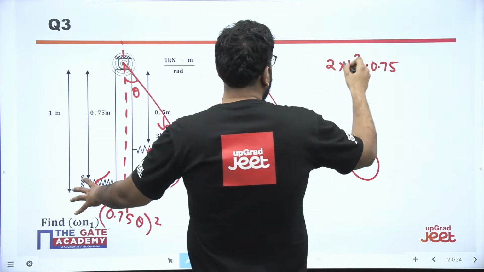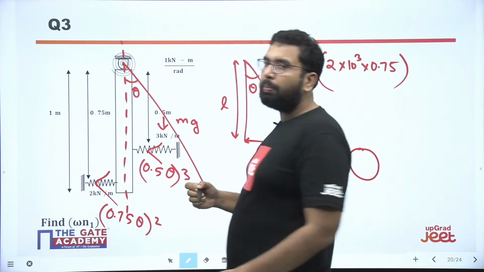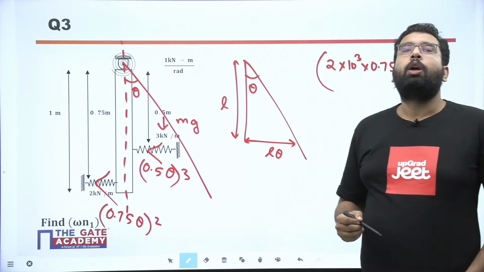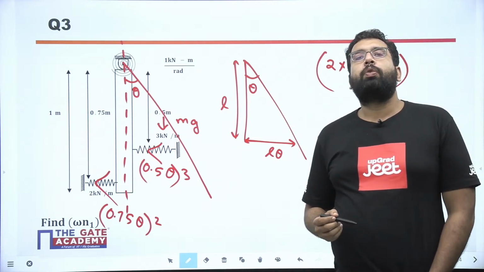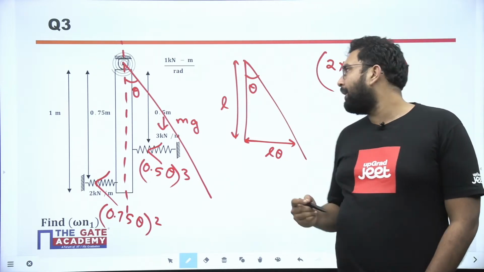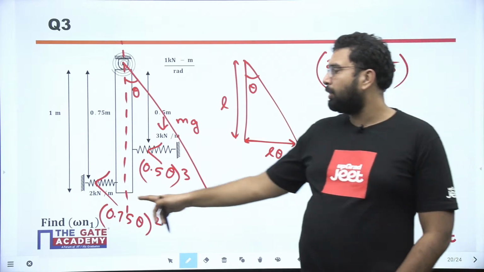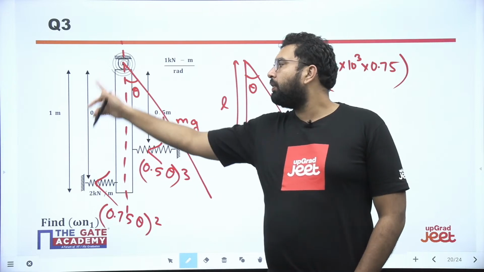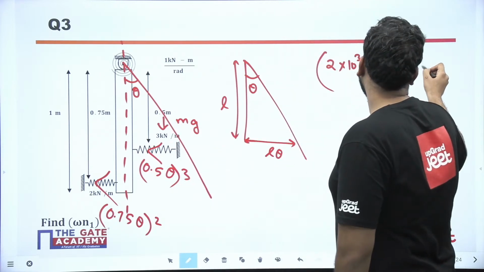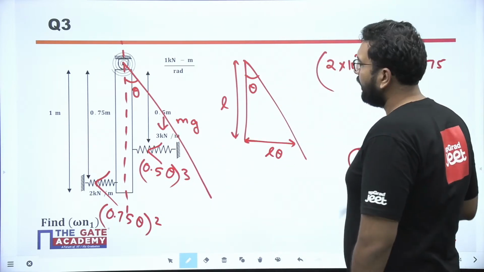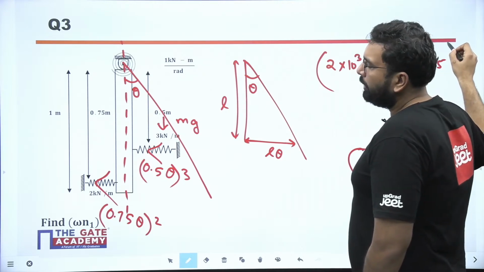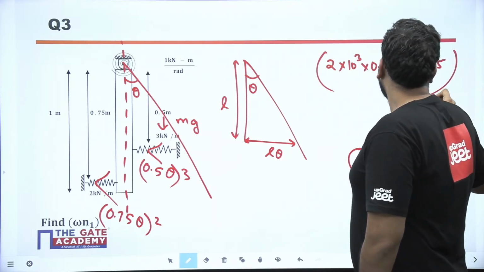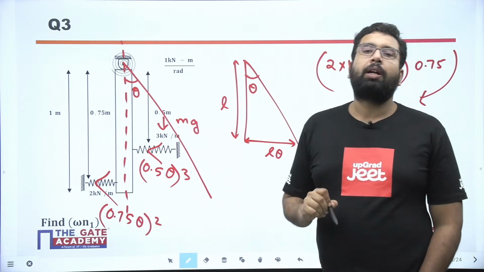Okay, so this is your force. What is to be multiplied with the force to make it the moment? Definitely distance is to be multiplied. This is the direction of the force, and the perpendicular distance from the hinge is 0.75. And this is going to be your clockwise moment about the hinge.